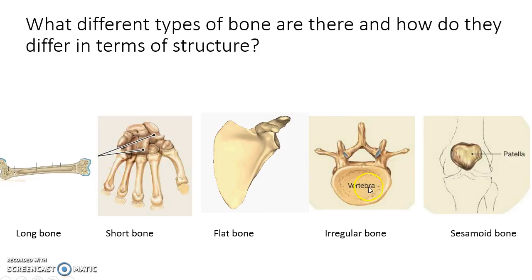So the fourth is the irregular bone. These are bones in the body which do not fall into any other category due to their unorthodox shape. A good example would be the vertebrae, the sacrum, and the lower jaw.